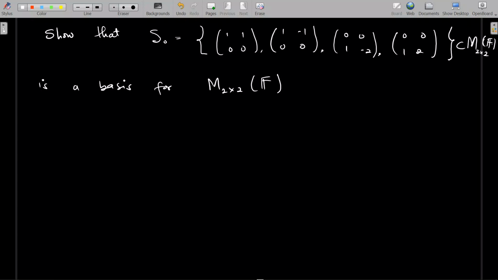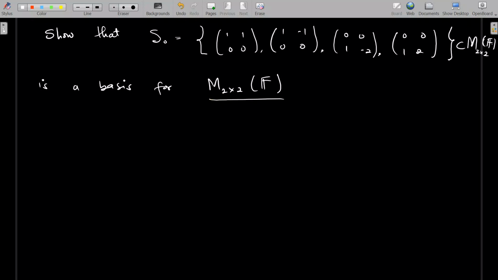Welcome to our next lesson on linear algebra, as we've started with basis and dimensions. Okay, so we have this problem here where we want to show that the given set of vectors in the 2 by 2 square matrix vector space is indeed a basis for the 2 by 2 square matrix vector space.